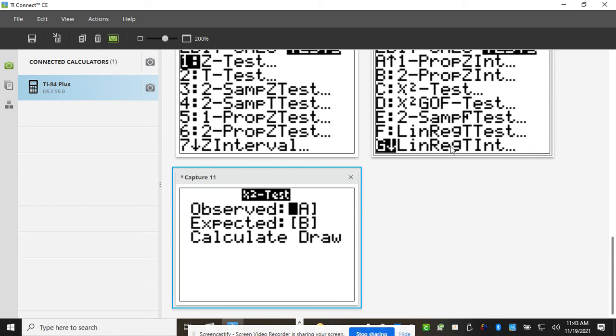So you are going to see, and it asks you observed, expected. Which one did you pick? C. Where are my observed? A. It is actually going to do your expected for you. It is asking you where you want it to put them. So you just leave that as A and B and then hit calculate.